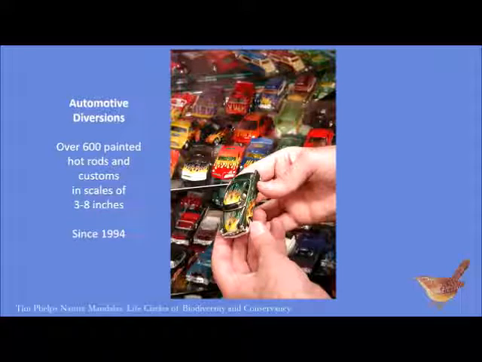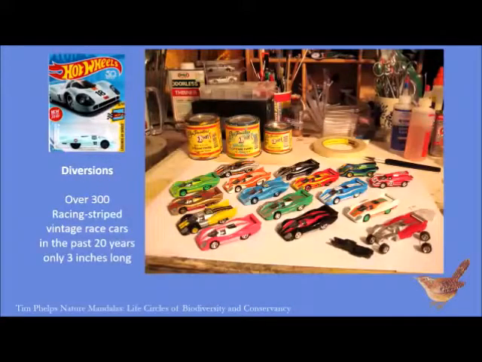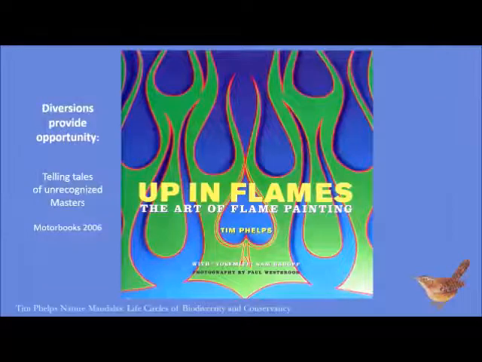He said, I know you're an artist. I said, yeah, I kind of gravitate towards these flame cars. He said, well, you ought to make your own. And I was like, I don't know how to do that. I don't know how to get started. I was afraid of making mistakes. But in doing so, by now I've painted over 600 of these little hot rods and customs. And I also have painted little vintage race cars with stripes and numbers. So we go a little bit further.